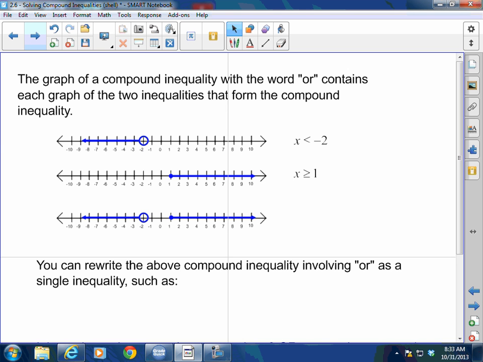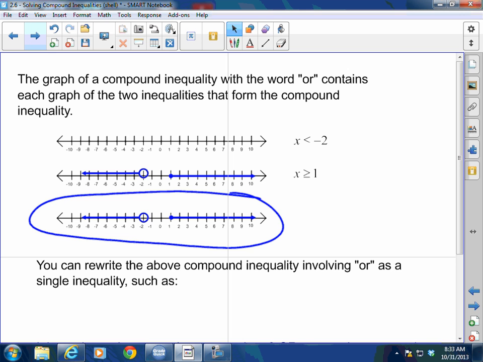Excellent. Do you guys see how if I were to meld both of these together, do they overlap? No, right? They go in their own separate directions, correct? Well, that's how I get this graph right here.